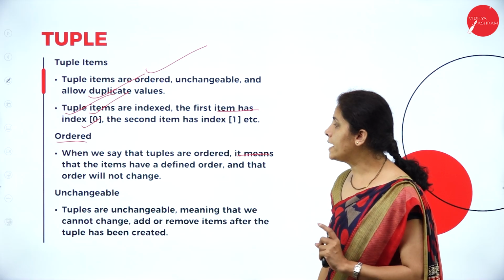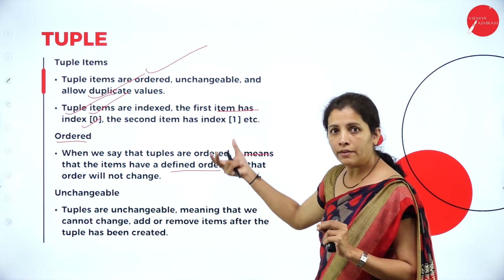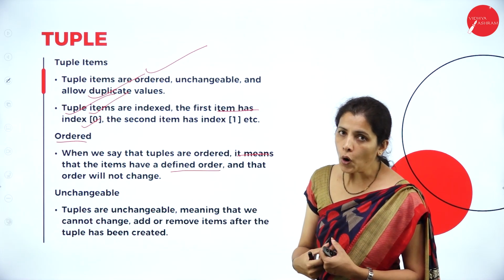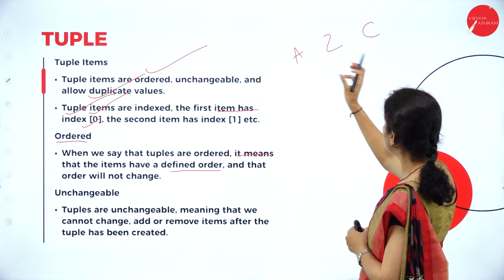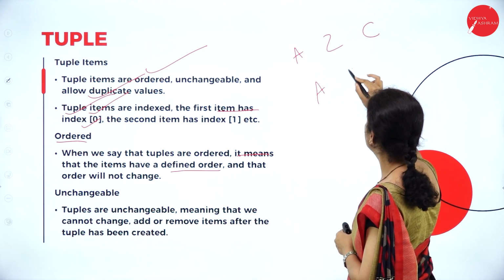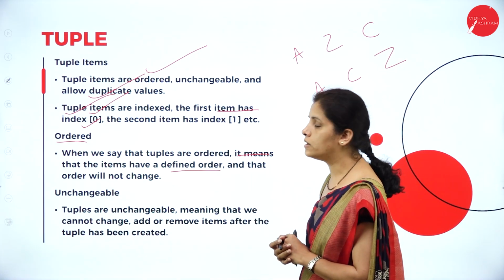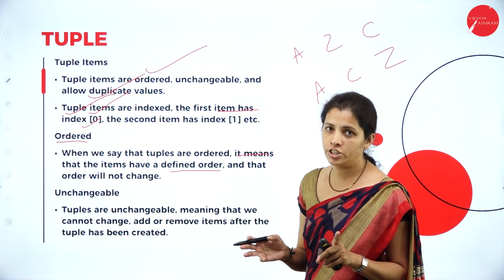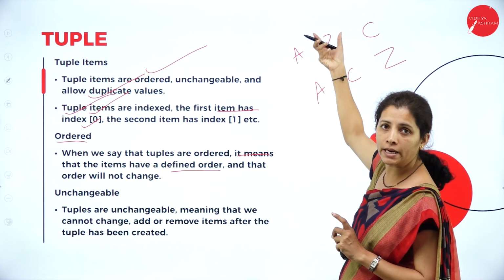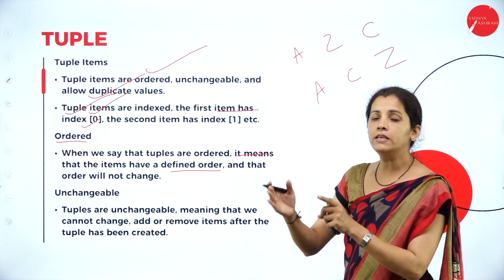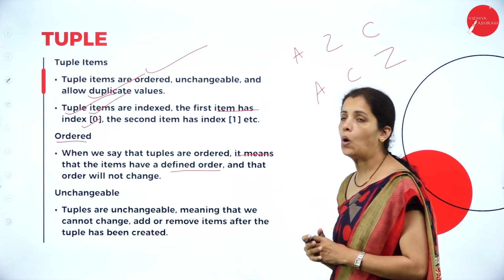Tuple items or elements are ordered. It means that the items have a defined order. So, while defining the tuples, I want to follow the order. For example, I have A, Z, C. See here, if I consider alphabetical order, I must have A, C, Z. So, while creating the tuple, I want to follow the order. And orders are not changeable. In the sense, I am not able to change the order. If I consider the alphabetical order, I am going to have A, B, C up to Z. I cannot rearrange the order. So I want to follow the order.